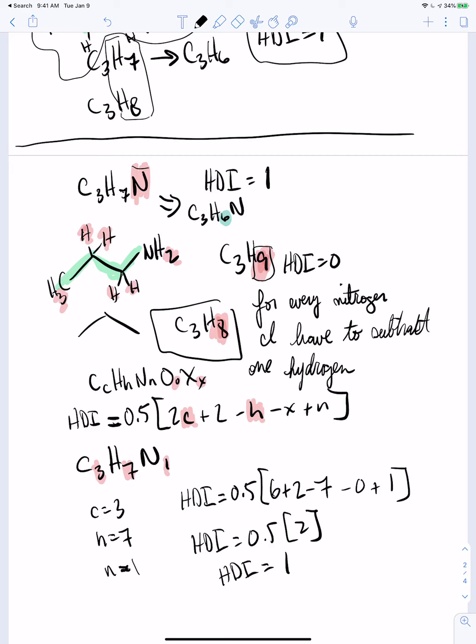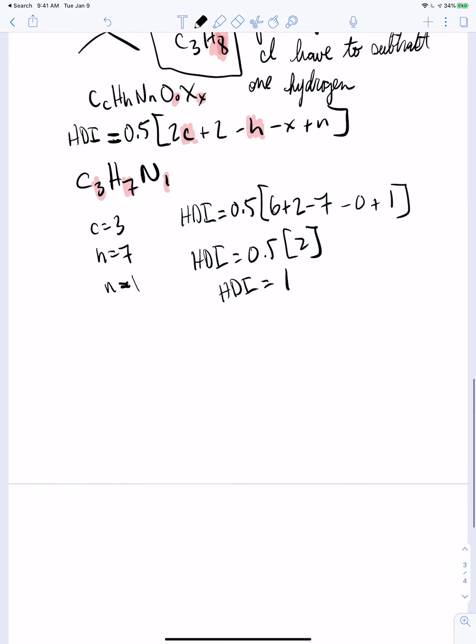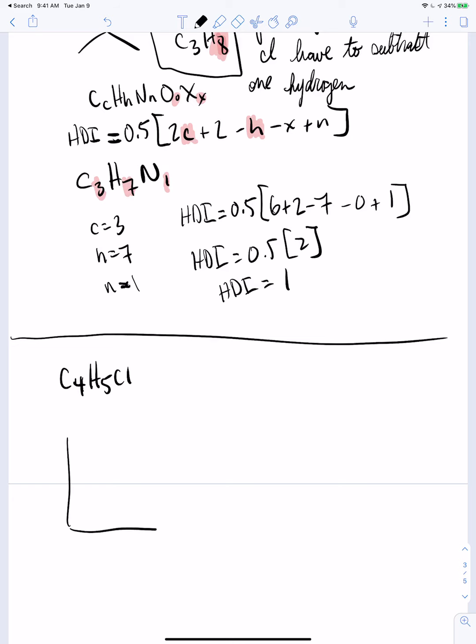So we'll see the HDI pop up again in one of the practice questions that we do for homework. But that's how HDI works. So again, to reiterate what you'll see: you might see something like this in a problem, and then underneath it you'll have the spectra.